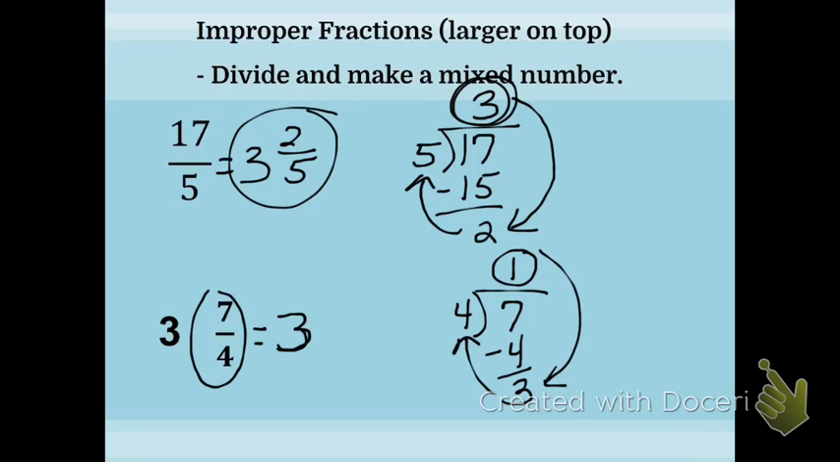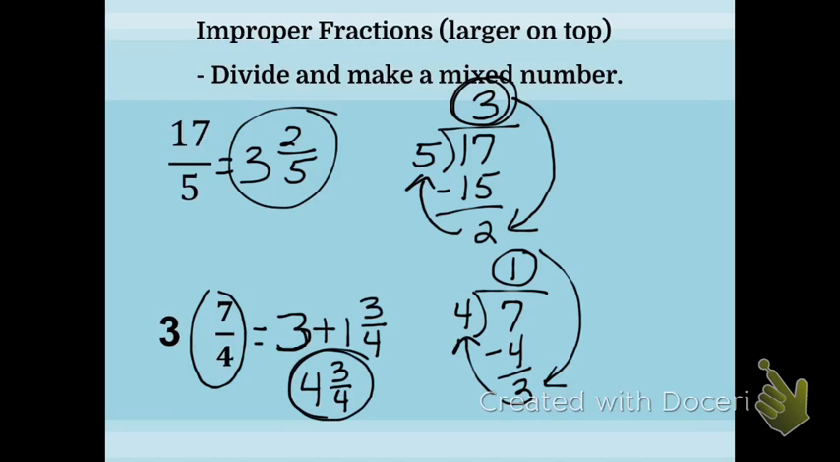But there was already a 3. So we're going to have to add those two things together. So 3 plus 1 3/4. When we add it, it's just 3 plus 1 is 4 3/4.